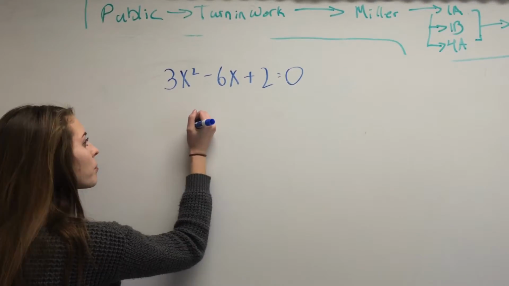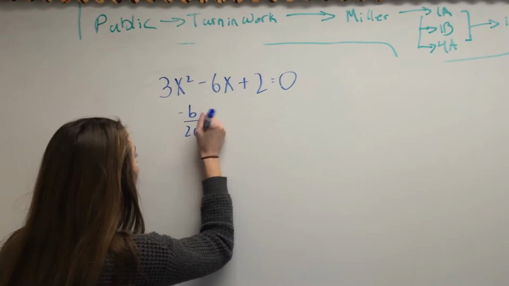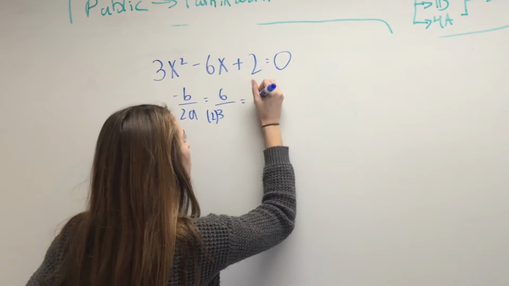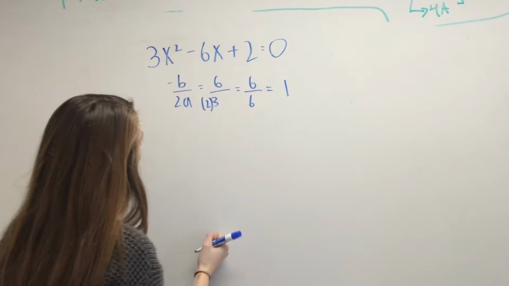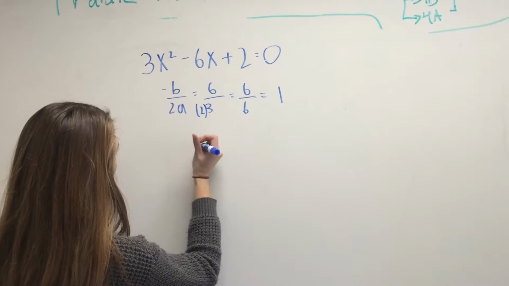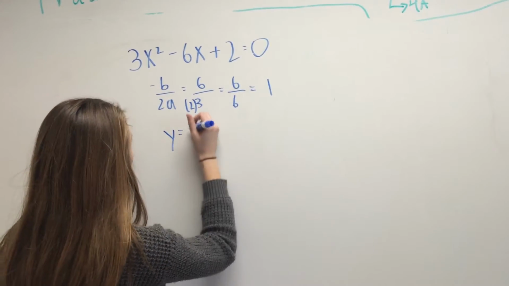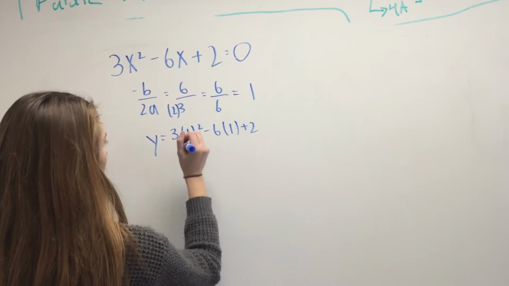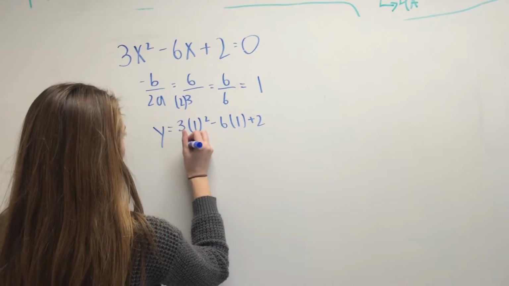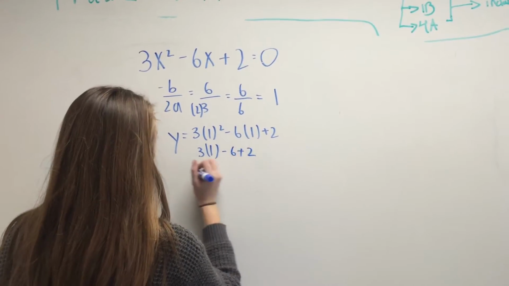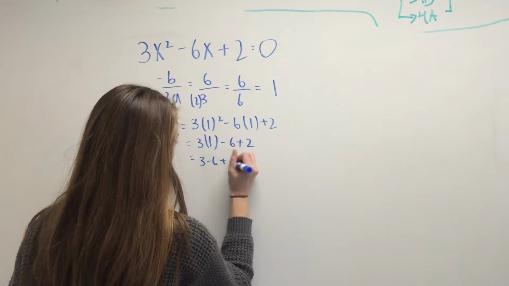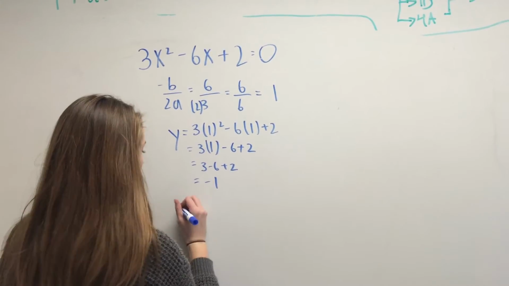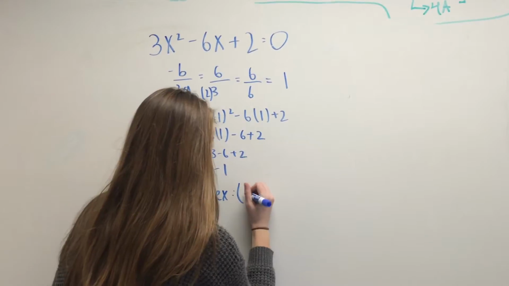Alright, now we're going to graph the equation y equals 3x squared minus 6x plus 2. We know the parabola opens up because a is greater than 0. Now Chloe is going to find the axis of symmetry using the formula x equals negative b divided by 2a. The axis of symmetry is also the x-coordinate of the vertex. Now Chloe is going to plug in 1 into the function and simplify for the y-coordinate. Now we know the vertex is (1, negative 1).